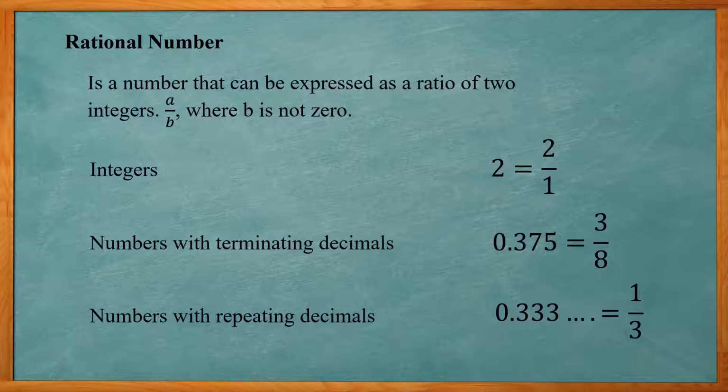We also got numbers that have repeating decimals. So if we have 0.3333 repeating, that can be written as 1 over 3. So 0.3 repeating would be a rational number. Anytime you have repeating decimals, that's going to be a rational number. If it was all ones repeating, or a series of 2, 5, 2, 5, or 1, 2, 3, 1, 2, 3, as long as the pattern repeats, it's a rational number.